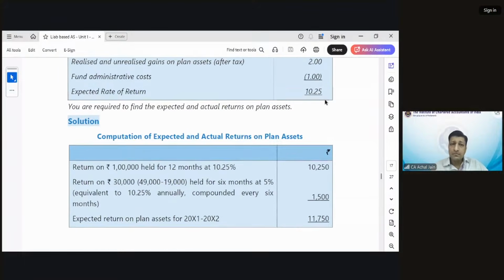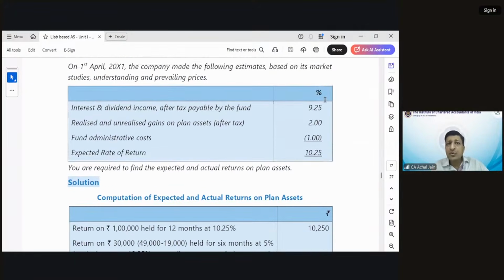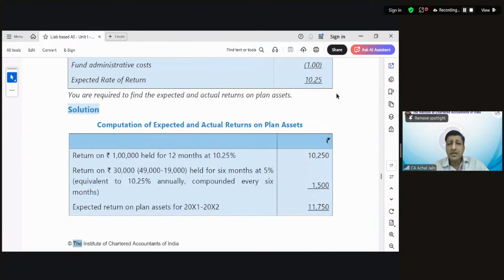Now, what is the basis for you to compute the expected return? The expected return is given in the question. Management has estimated that. But the percentage was given, the amount was not given. So on the basis of the management's estimated percentage return, we calculated the amount of expected return, right?